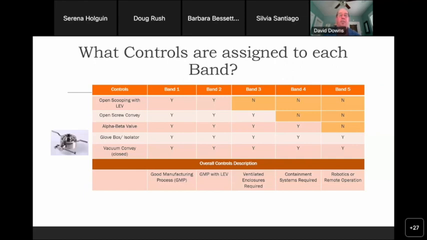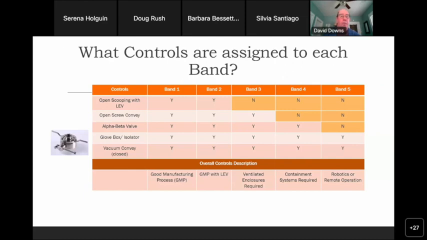But these are cases where we really don't have exposure limits, or maybe we don't have even ways to measure what the exposure level actually is. So we're depending on putting in place engineering controls in most places. So you can see on the left-hand side there, you've got open screw conveyors that would be used perhaps up to band 3. These alpha beta valves, which essentially isolate the flow of materials, could be used up to a band 4, but not a band 5.